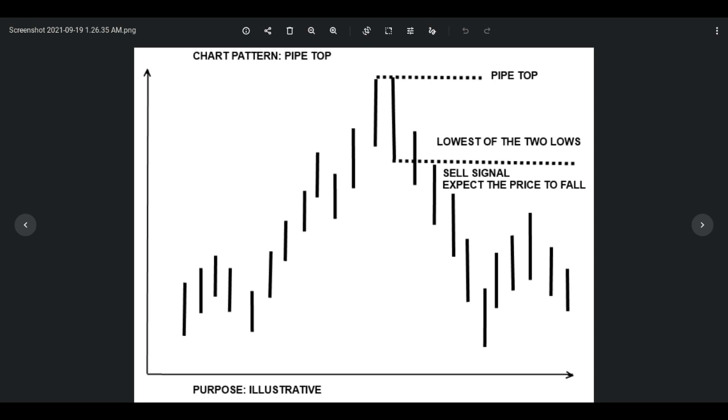Measuring techniques: subtract the height of the highest high and lowest low of the two pipes and then subtract it from the lowest low. Statistical notes: throwbacks hurt performance and wider ranges between the highs and the lows perform better than shorter ranges. A right spike range that falls within the range of the left spike performs best. And so that is what you're looking at on the screen.